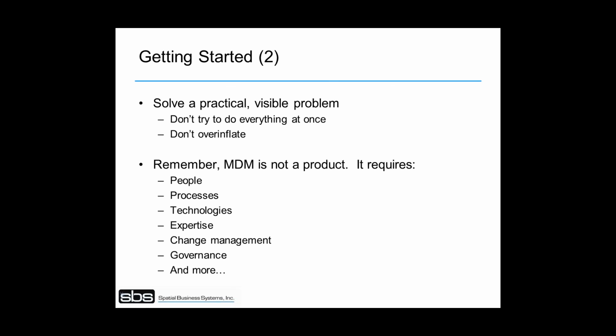And then from a getting started standpoint, oftentimes the best thing to do is to solve a very visible, practical problem. And you may have some ideas that have already come to mind as you've been listening to this presentation. If organizations try to do everything at once, they will really have risk of failure in their systems, to be quite honest and frank about it. Don't overinflate what it can do, solve an initial problem, and then move forward with it from there.